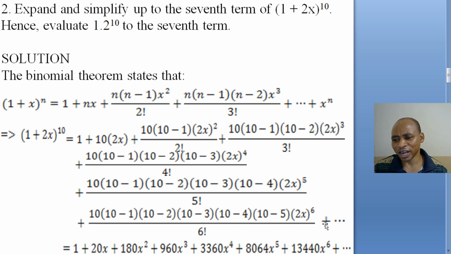Then we would have gone further, but the question limited us to the 7th term. And the 7 terms ends here. That's why we brought the plus, then dot dot dot means, and so on.